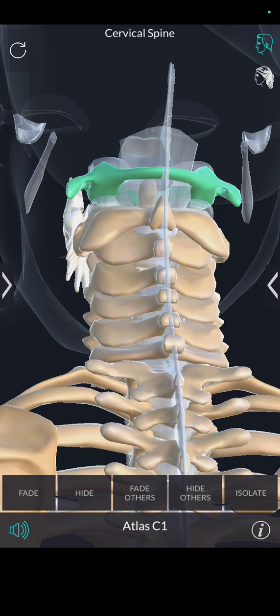In anatomy, the atlas, C1, is the most superior, first cervical vertebra of the spine. It is named for the Atlas of Greek mythology because it supports the globe of the head.